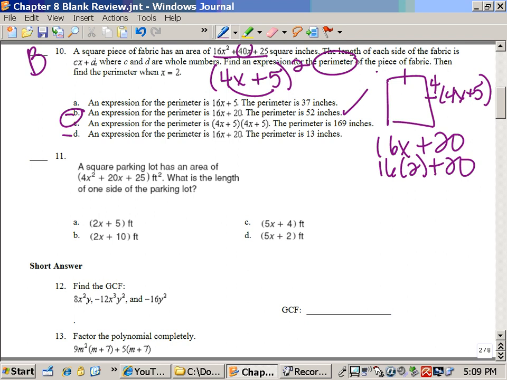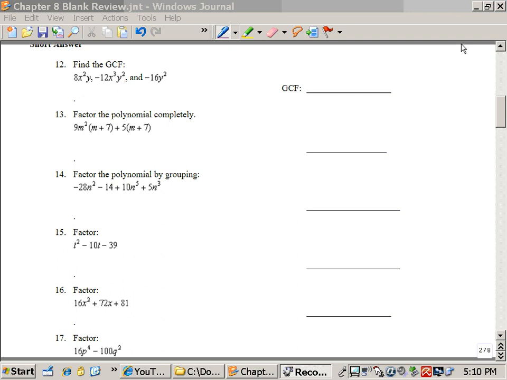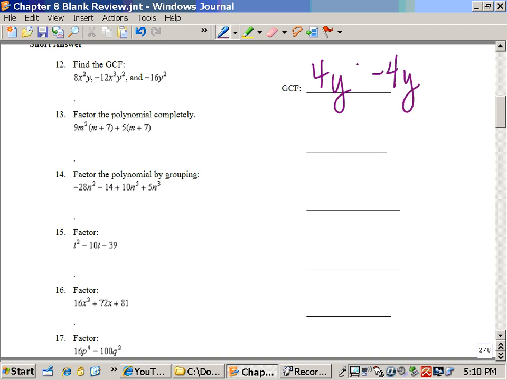Number 11, same type of thing. I have 2x plus 5 squared, and what is the length of 1? That would be A, which is 2x plus 5. Now we checked the following problems in class today, but we did not have time to go over every problem, so make sure that you check these very carefully. Number 12, the correct answer is 4y. I would also take negative 4y, so really either of those answers are correct.